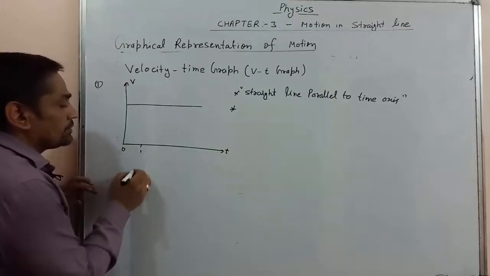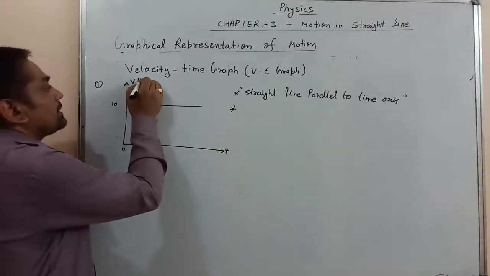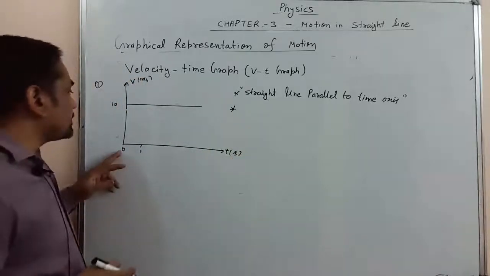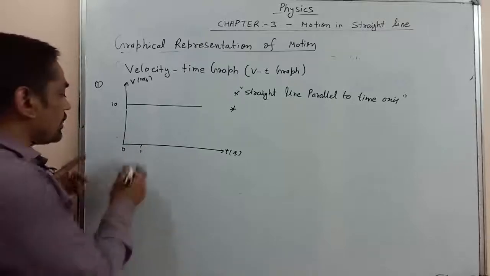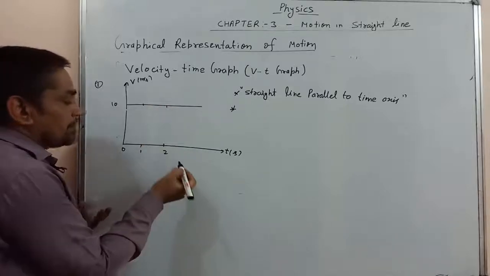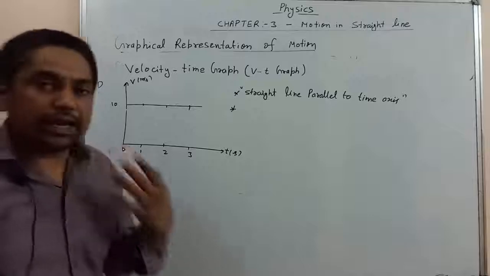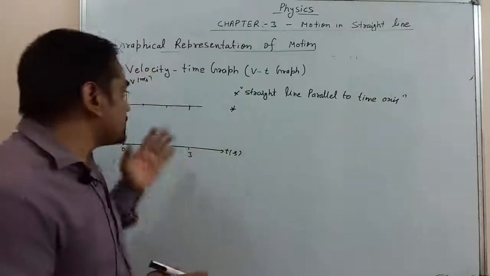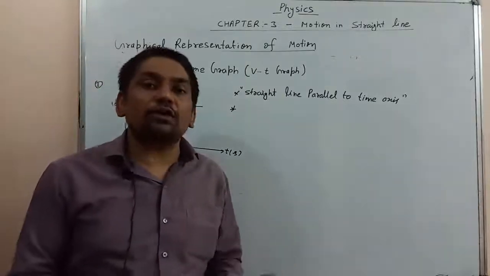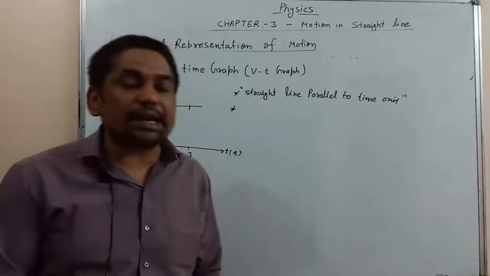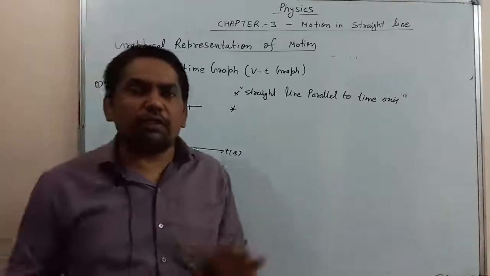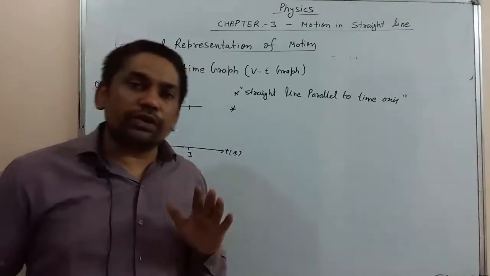Suppose this is velocity in meter per second and the time is in second. Initially the object is moving with a velocity of 10 meter per second. After 1 second, the velocity remains 10 meter per second. After 2 seconds, the velocity is 10 meter per second. After 3 seconds, the velocity is 10 meter per second. So from this graph, is the object at rest or in motion? The object has a velocity, so how can it be at rest? The object is in motion and the velocity is constant. Velocity does not change during the motion.